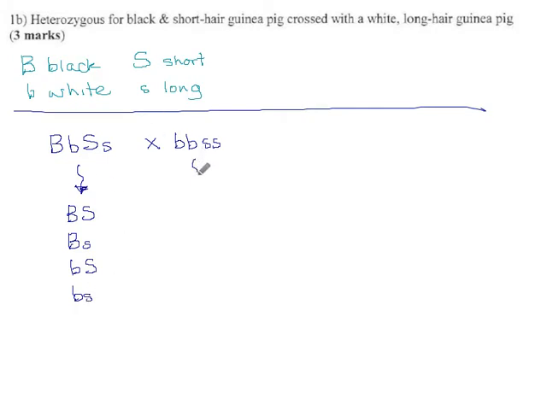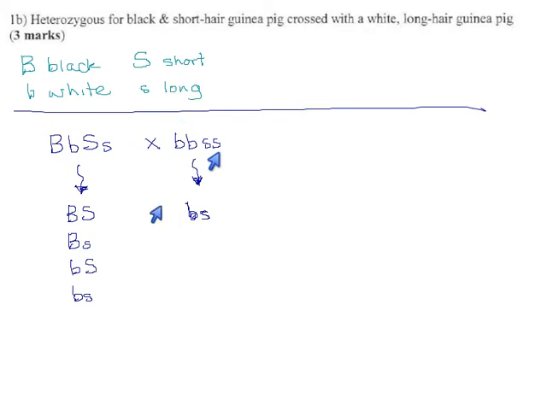How about this parent? How many gametes can come out of them? Just one, right? When you're like this, you only have one type of B you can pass on, and you only have one type of S. So when you're homozygous for both traits, it's very simple. You know exactly what your kids are going to get from you. They're going to get the only B that you have, and they're going to get the only S that you have.